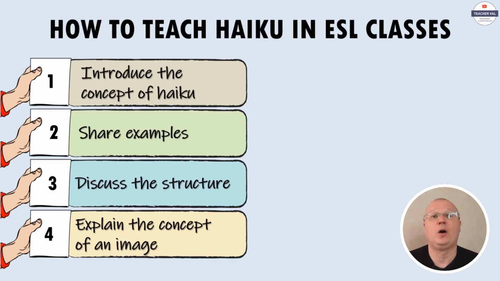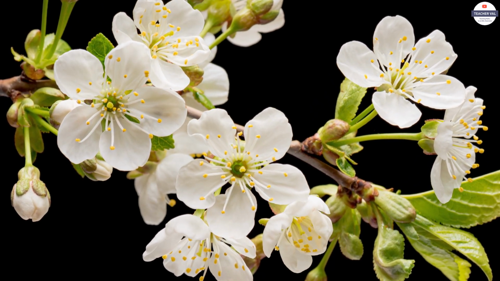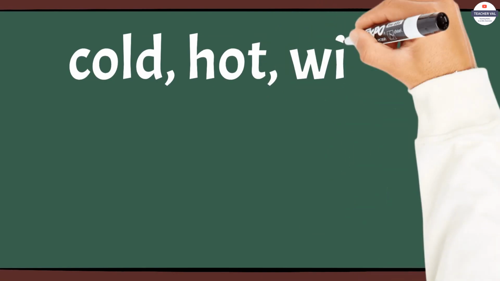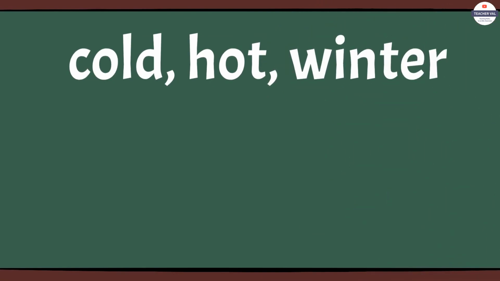4. Explain the concept of an image. Ask your students to tell you what an image is. In real life, we use a camera to take a picture. In haiku, we take a picture with words. Write a few key words on the blackboard. For example, cold, hot, winter.